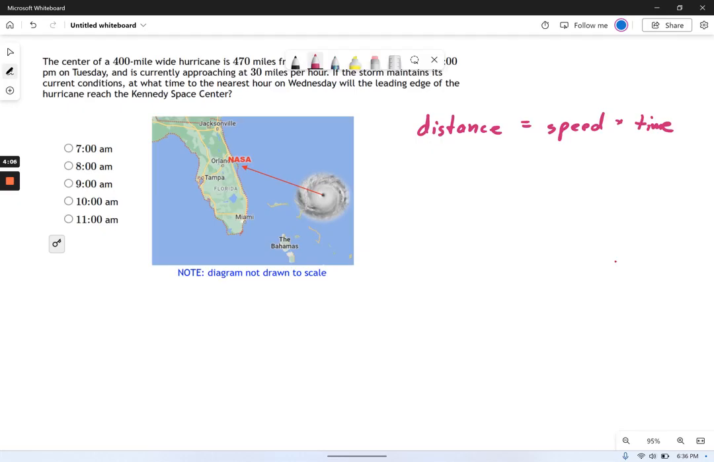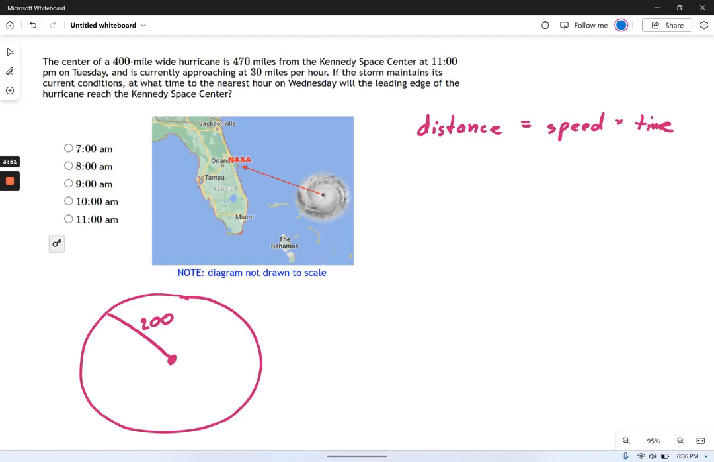I'm going to draw this hurricane in a little more detail here. Okay, this thing is 200 miles wide. I'm sorry, 400 miles wide. So that means it's really a radius of 200 miles from the center to the edge. And that's important. If you have the center being 470 miles, okay, the center is 470 miles from NASA Space Center. How far is the edge from NASA Space Center? Well, that's going to be 270 miles, right?